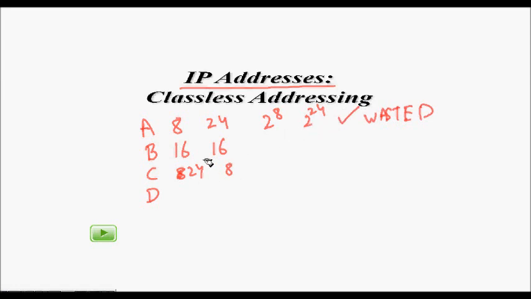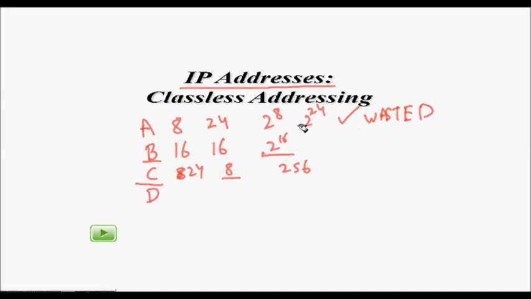For class B, it still had 2 to the power of 16 addresses in each of the class B networks. Here also there was quite a bit of wastage. Class C now has many networks, but it has just 8 bits for the host, so 2 to the power of 8, which is 256 IP addresses. So this became a bit small, and class D is in fact smaller. This way it was not very perfect.